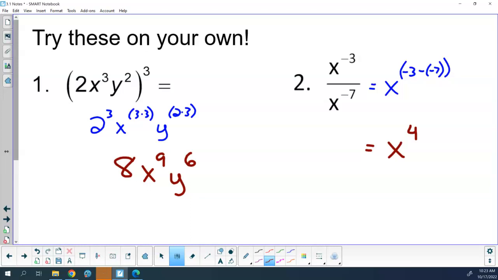Or you could simply just ask yourself, are there more x's on the top or more x's on the bottom? The answer in that case would have been there are 4 more x's on the top. Judging by the fist bump, I'm guessing that's how you guys did it. And that's really fine. There is more than one way to do these problems. We're still using all of the properties, and as long as you use the properties correctly, we should get the same answer in the end.